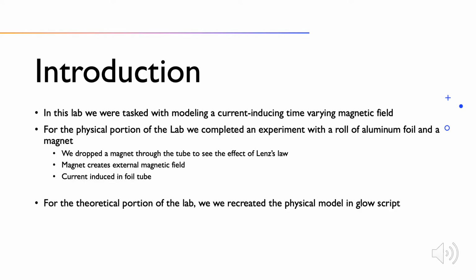In this lab, we modeled a current-inducing time-varying magnetic field by performing an experiment with an aluminum foil tube and a magnet. We dropped the magnet through the tube to see the effect of Lenz's law, as a current was induced in the foil by the magnet. The magnet creates an external magnetic field, and this field therefore induces a current in the foil tube. For the theoretical portion of the lab, we then recreated this model in GlowScript.